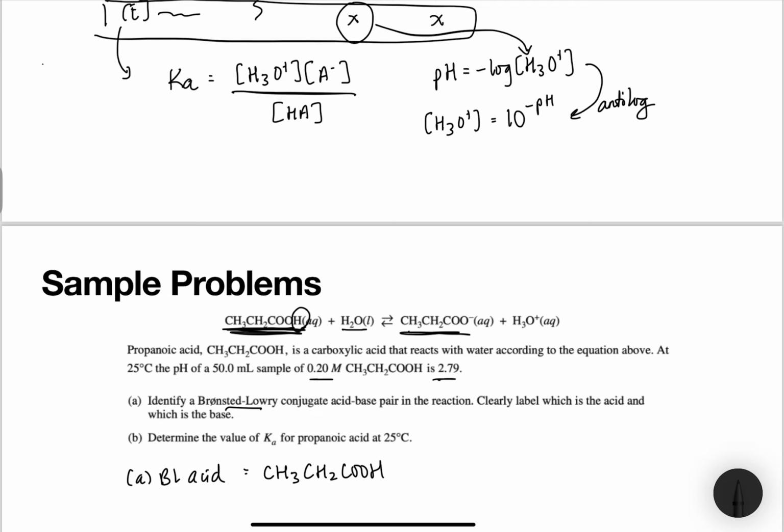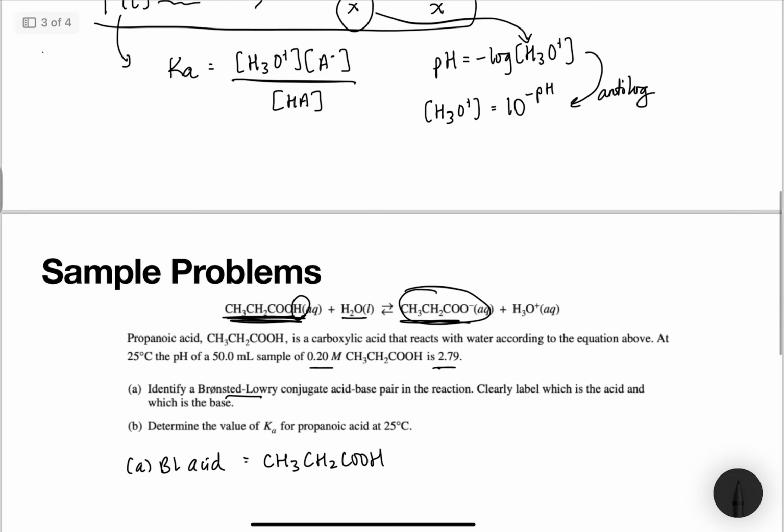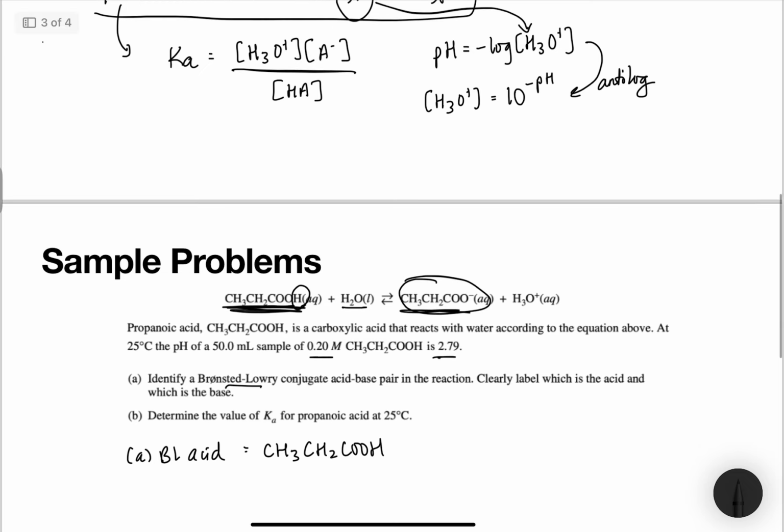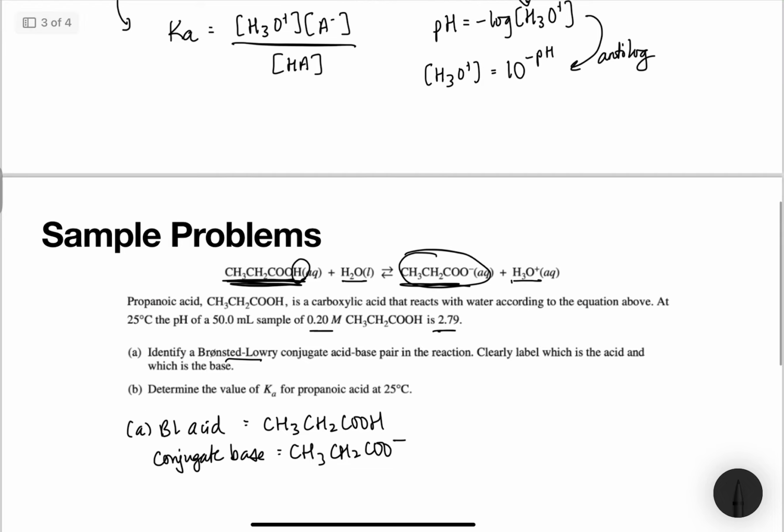Now it says here we should identify the pairs. If that's my acid, remember this negative ion that it produces is going to be my conjugate base. You could probably label it on the equation, but I'll just write it down underneath. The conjugate base is CH3CH2COO minus. And you could also label the water as your Bronsted-Lowry base, and the hydronium is your conjugate acid. So let's solve this question.